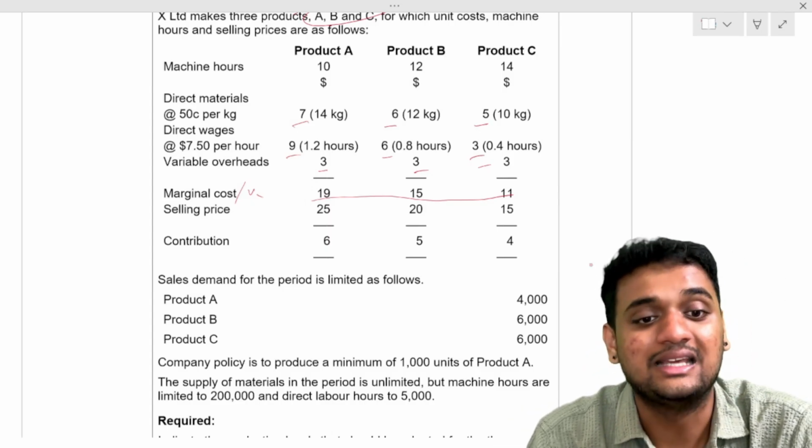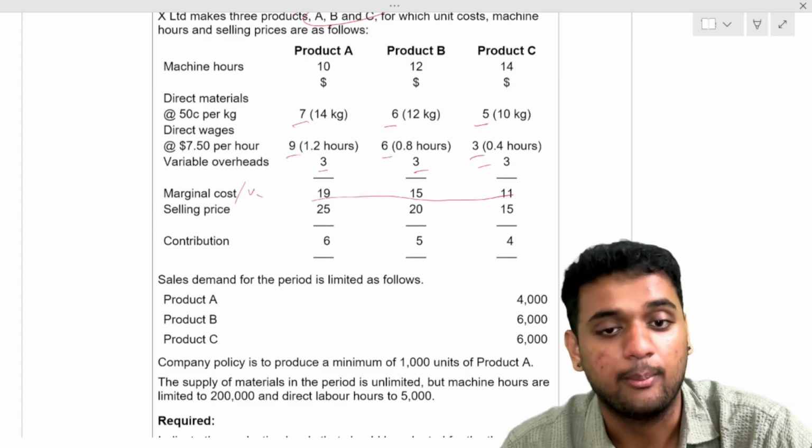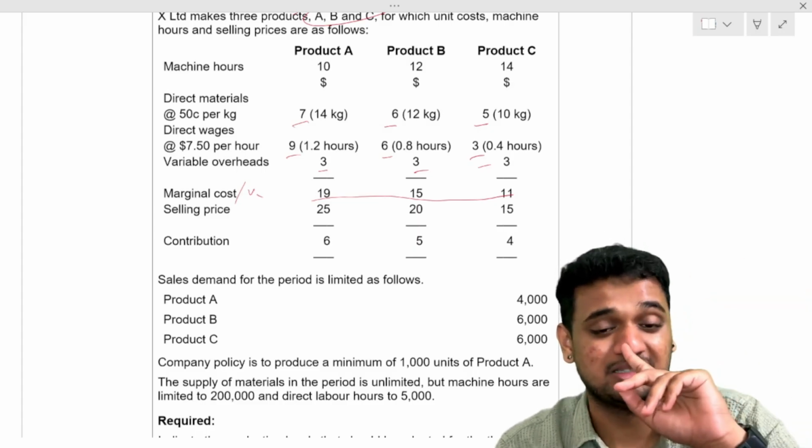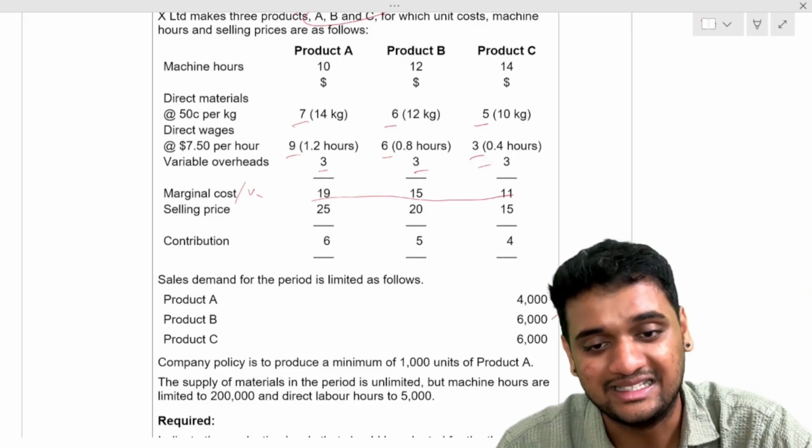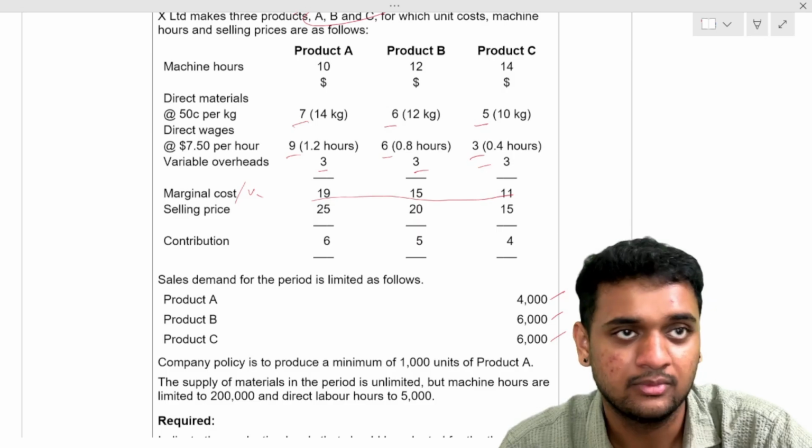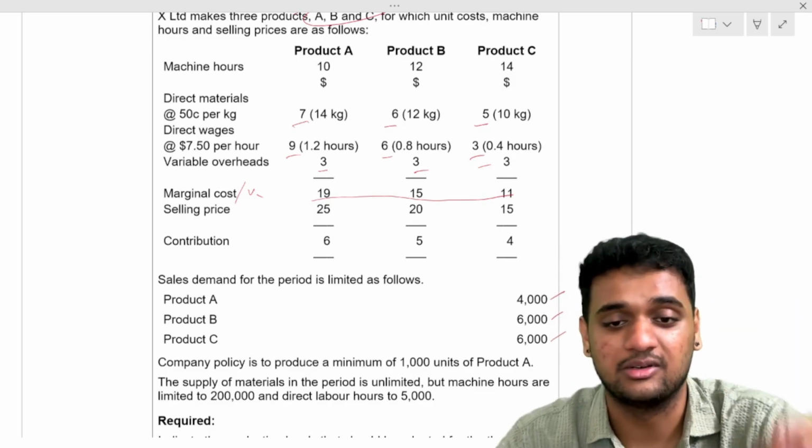Okay. Sales demand they have given to us. The demand outside, customers are ready to buy 4,000 units of product A, 6,000 units and 6,000 units. This is demand. That is how many units the customers are ready to buy.